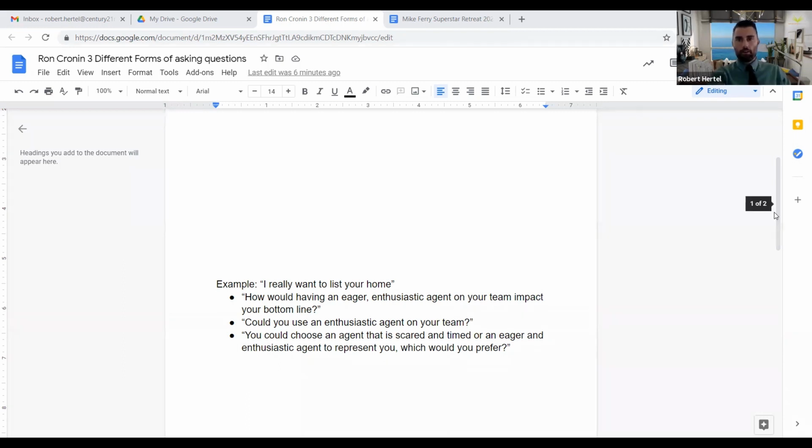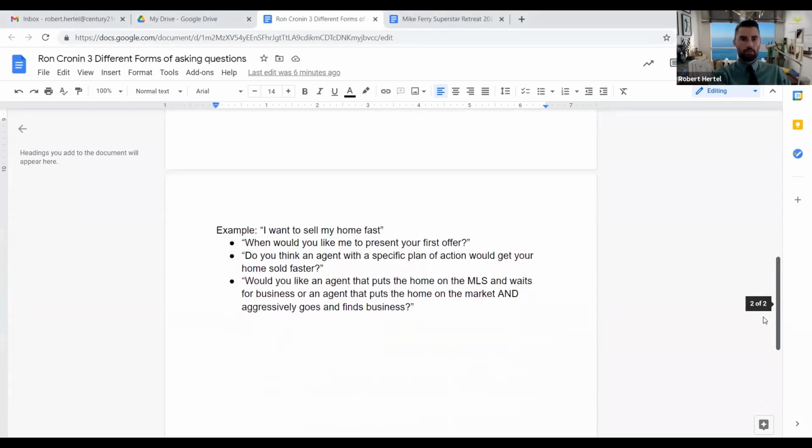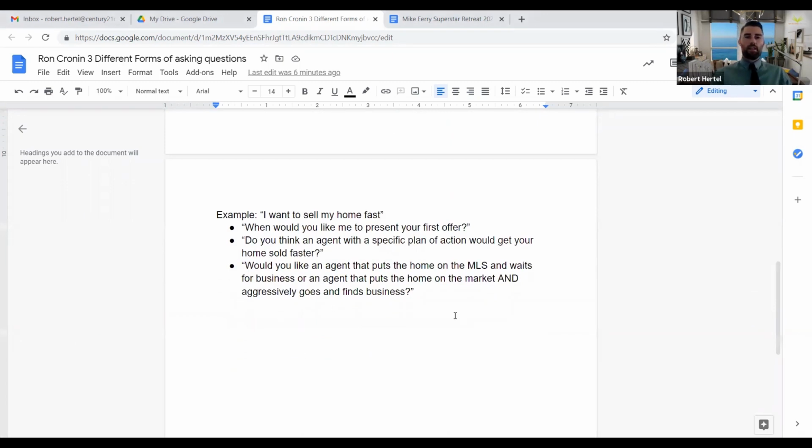So I gave another one. If I scroll down here, there's another one I wrote down. Seller says, I want to sell my home fast. So how can I take, I want to sell my home fast and answer that in the three different questions? So what I wrote down here, okay, first we need an open-ended question. An open-ended question on I want to sell my home fast would be, when would you like me to present your first offer? Because that's going to make them come up with an answer. Well, I'd like my first offer to be in two weeks, blah, blah, blah.